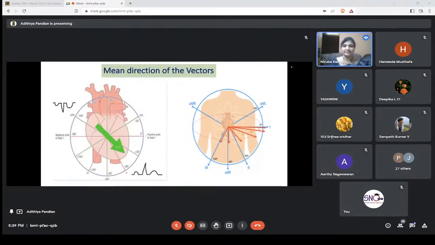Okay, this is the direction of the vectors and placement of your leads. So what do you get? The mean direction of the vectors. Very importantly, you have to see where AVR is placed, where AVL is placed, and where AVF is placed. Next slide, please.